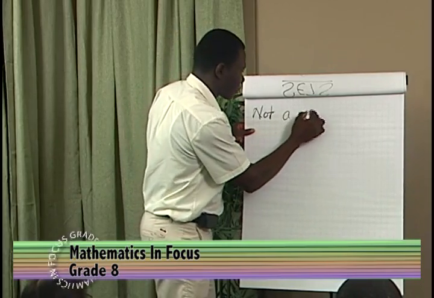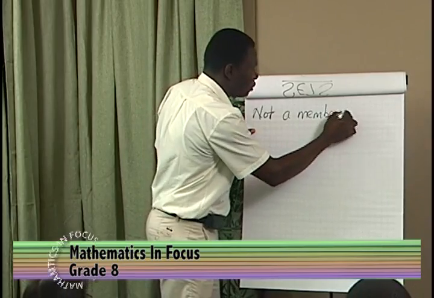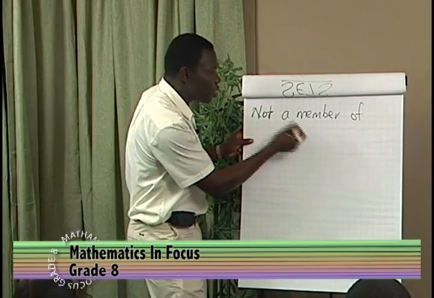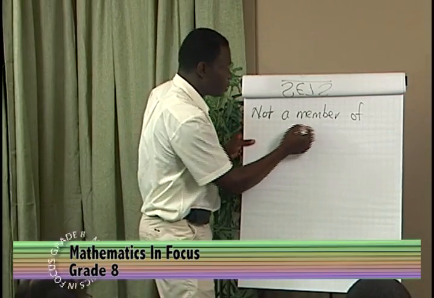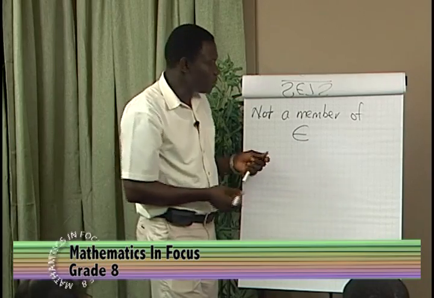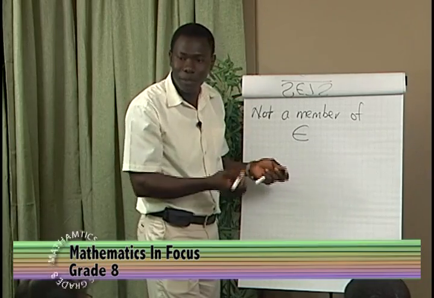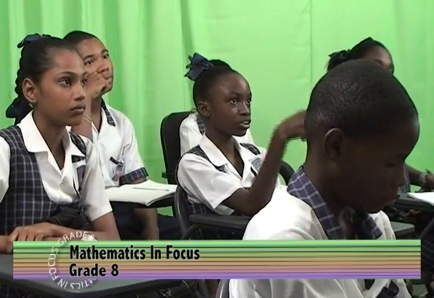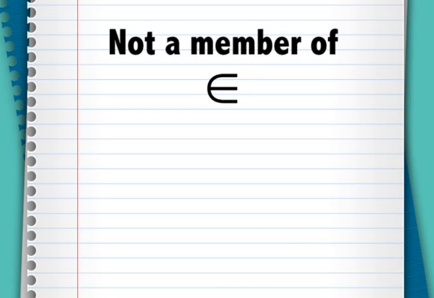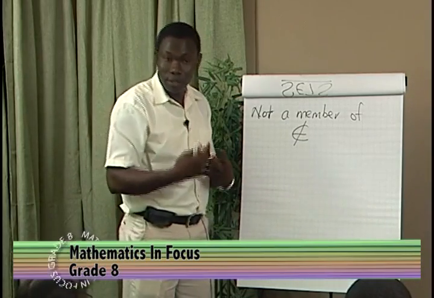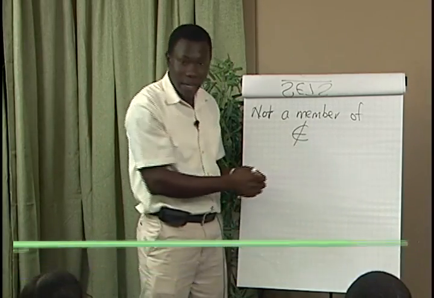Not a member of. If an element is a member of, we use the symbol which comes like this. But in mathematics, we wouldn't want to be writing different symbols for everything. So we just make a slight change to this symbol. We just draw a line through this. So if it is a member of, we use the symbol by itself. If it is not a member of, we draw a line through it.